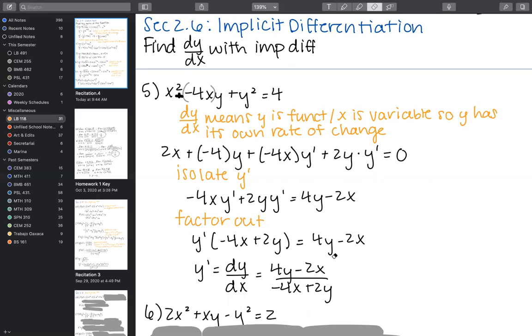Any questions on that first implicit differentiation example? Okay.